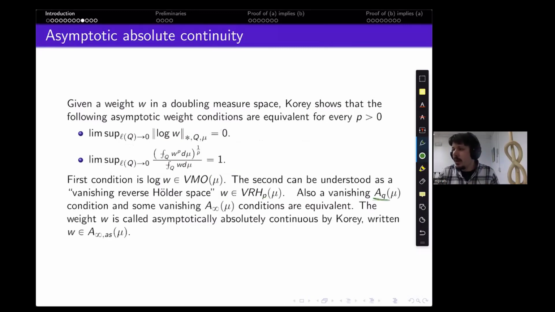One is the A_q weight and the A_infinity weight conditions and asymptotic weight. They are also equivalent. And that's why it's called asymptotically absolutely continuous. So we say that omega is asymptotically absolutely continuous with respect to mu, and we write it like that, if they satisfy all these conditions. And we will only work with these two. Okay. Good.